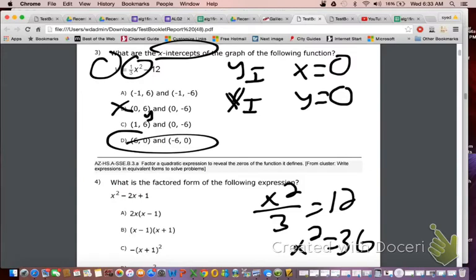Factor, this is pretty, you're just trying to factor it. What two numbers multiply to this and add to this? So it's -1 and -1. So it's simply that, choice D.